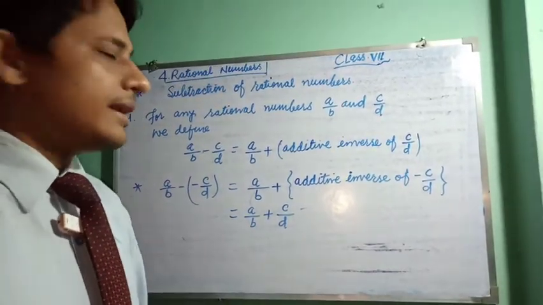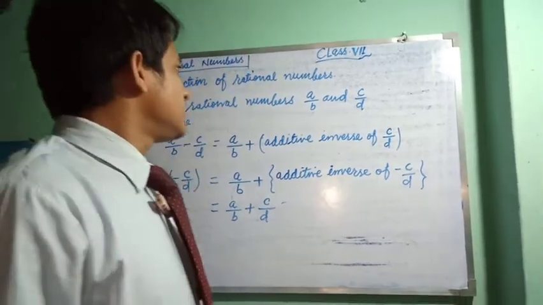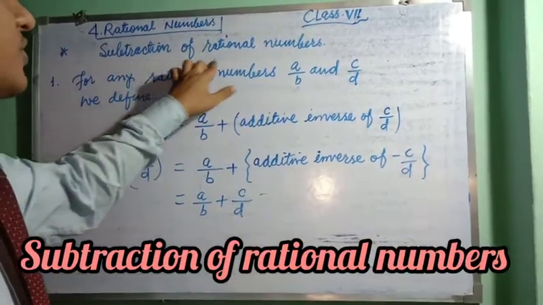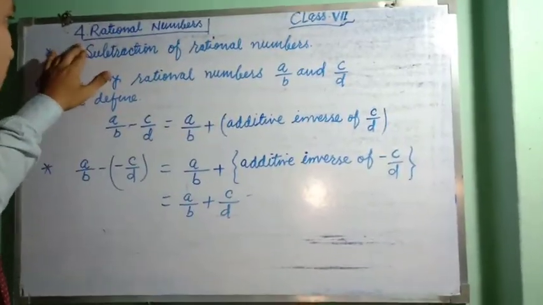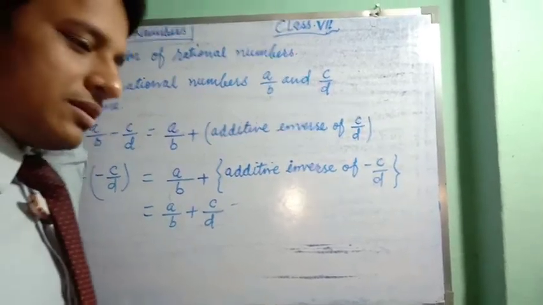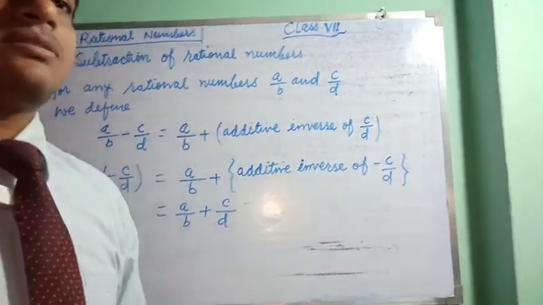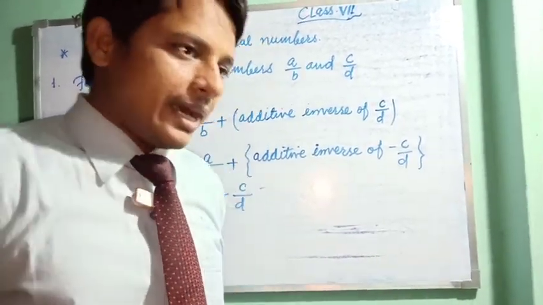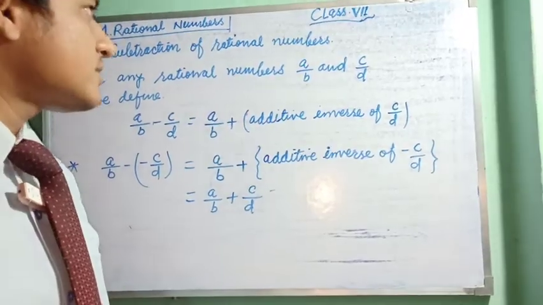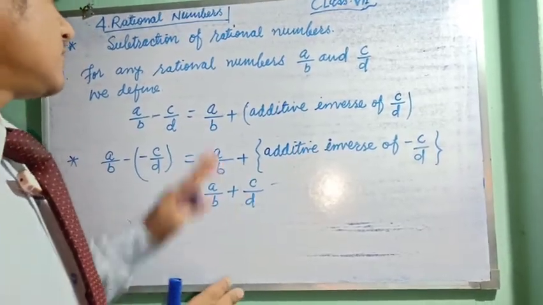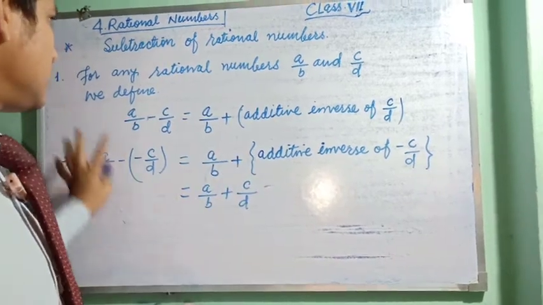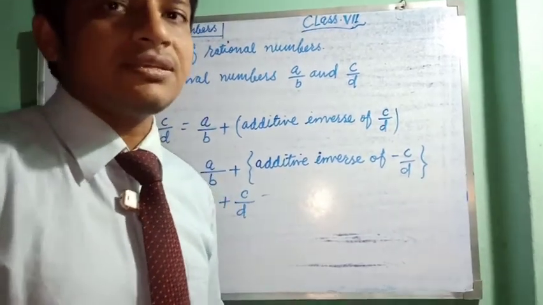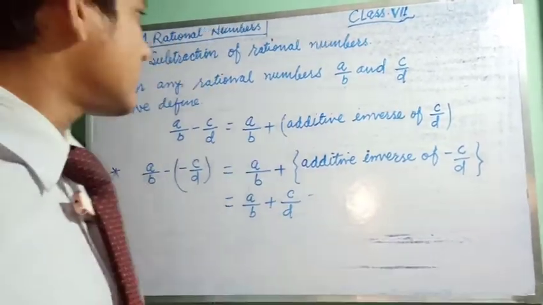So friends, I am Asif, mathematics teacher, present over here to learn and understand about the subtraction of rational numbers. This is the fourth chapter, Rational Numbers, of class 7. In the previous video we discussed and solved questions of exercise 4C. First of all, we will understand this, then we will move to solve the questions of exercise 4D. So friends, let's get started.